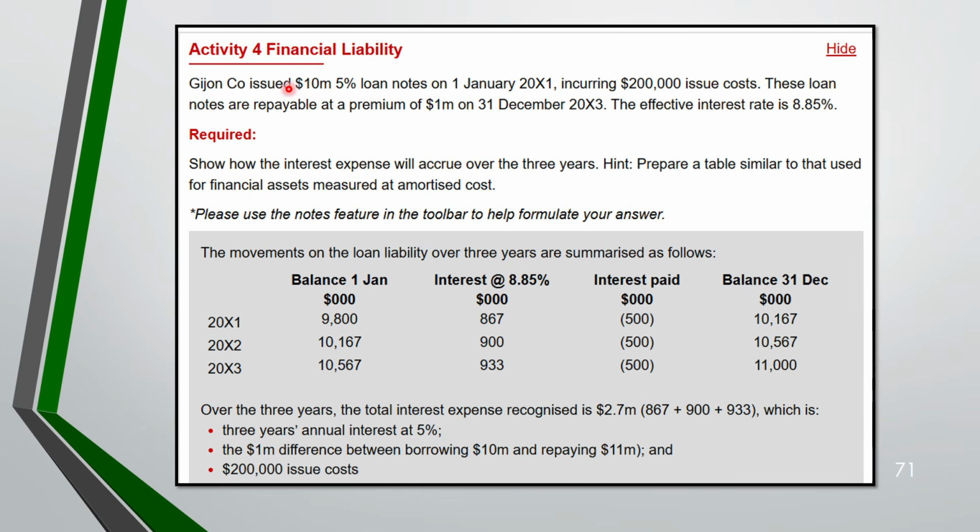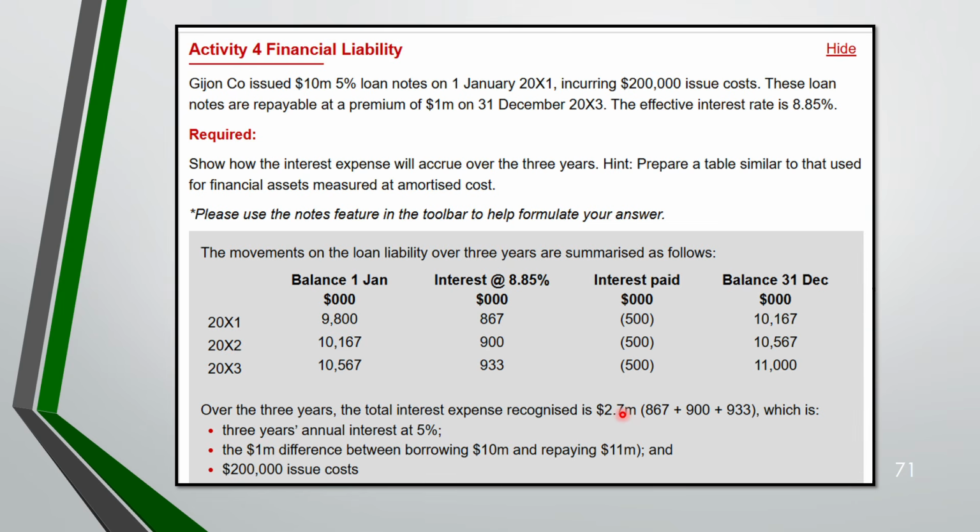How? You have issued at 10. You are repaying at a premium of 1 million. Premium of 1 means 10 plus 1, 11. Hence you are repaying 11 million. You see? So over the 3 years, what is the total interest expense? You have to add this column, the one that uses effective interest, not the interest paid. So if you add these 3, it's 2.7 million.